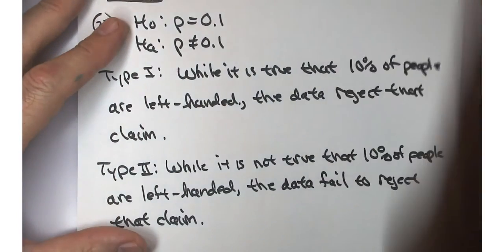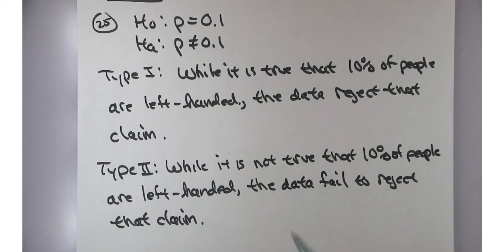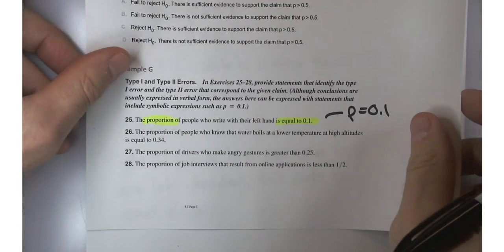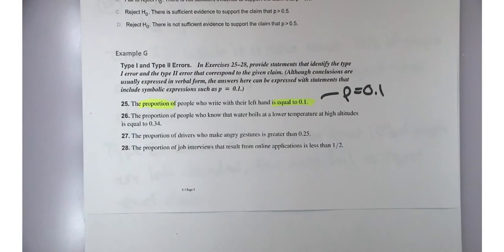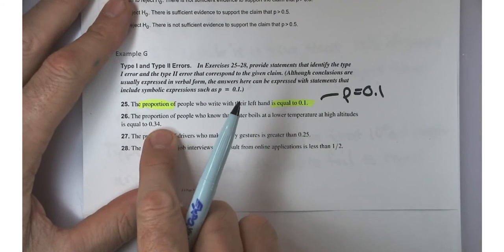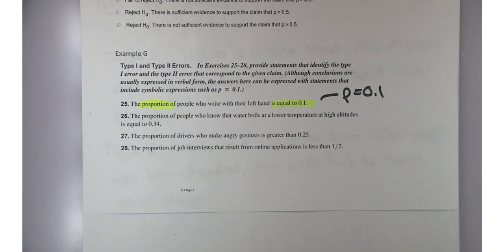Let's try one more. Comments on this? Does anyone want to try their version? I think at this point you're probably just copying down what I wrote, but I want to give you a chance to do your own in the next one. So we're sticking with proportions. The proportion of people who know that water boils at a lower temperature at high altitudes is 0.34. I think that sounds kind of low. I think more people know that, but whatever.